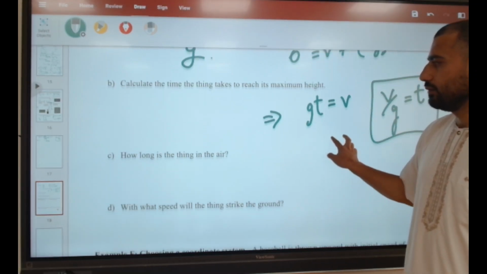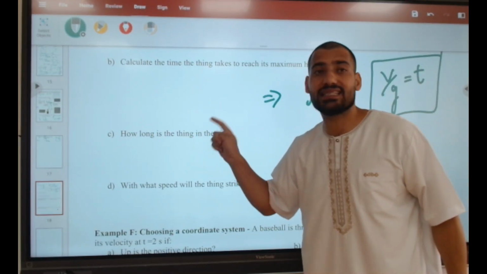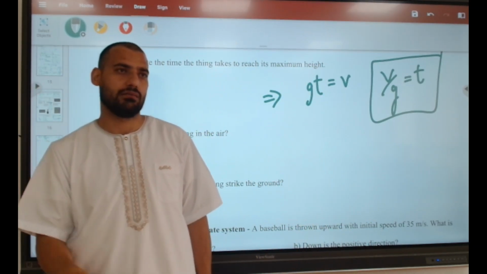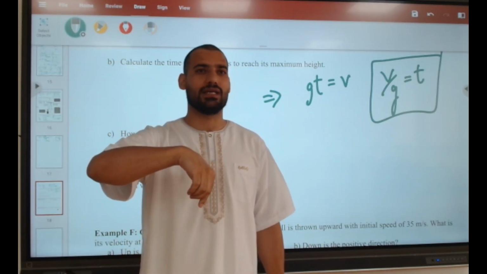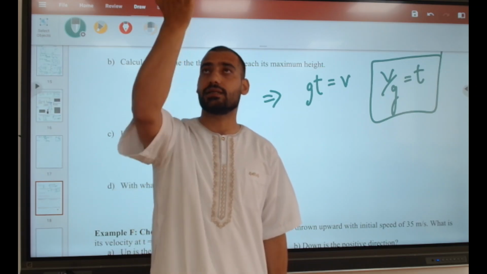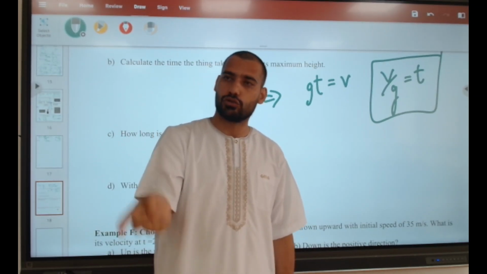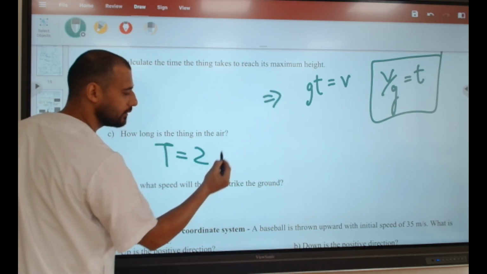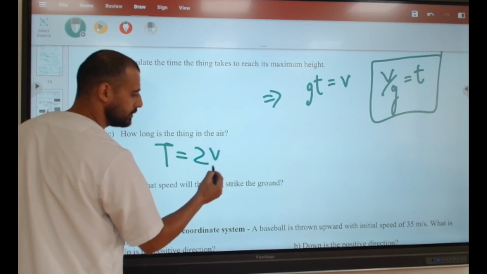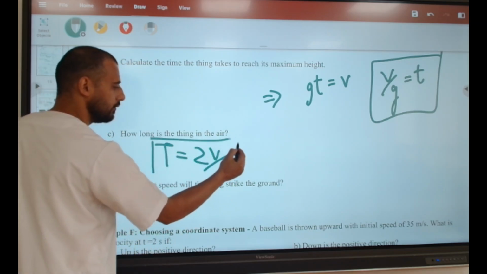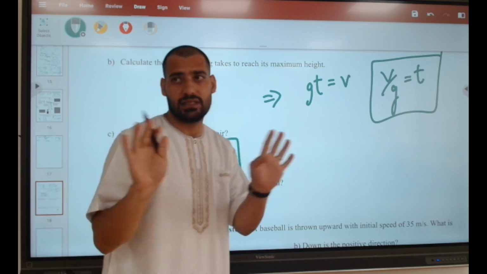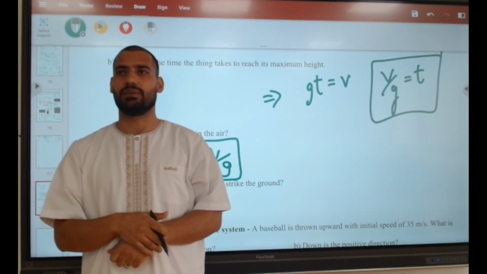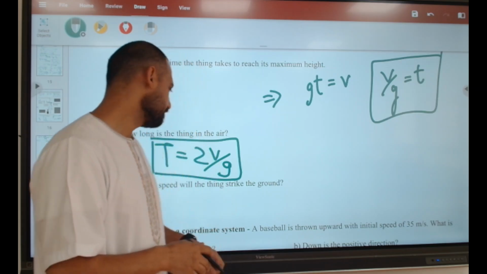Okay, one more question. How long is the thing in air? What do you mean by how long is the thing in air? The total time, yes. So that means you throw it up, it takes some time, and then it comes back. So the total time will be 2 times V upon G. Is that clear? Why? Because I told you yesterday, if there is no air resistance, then the time for up is equal to the time for coming down. Is that fine? Very good.